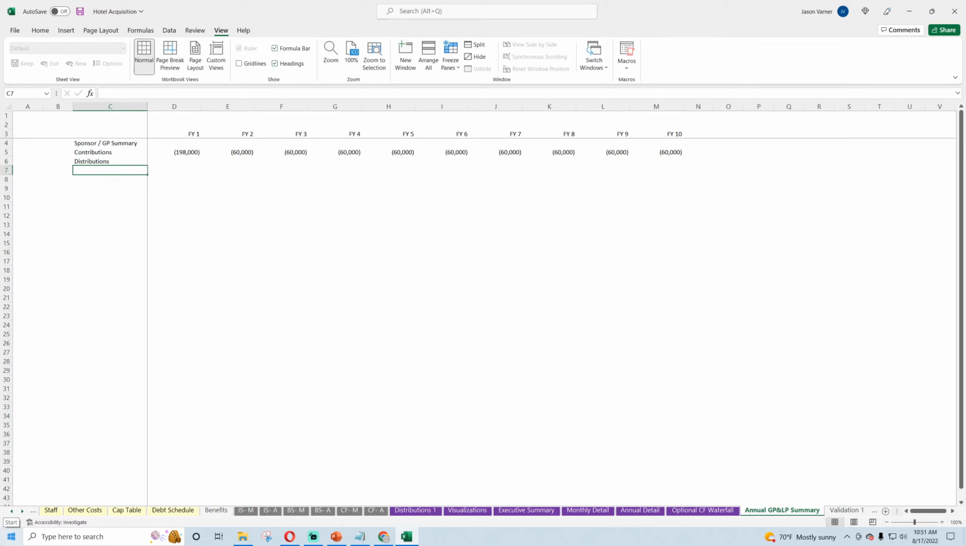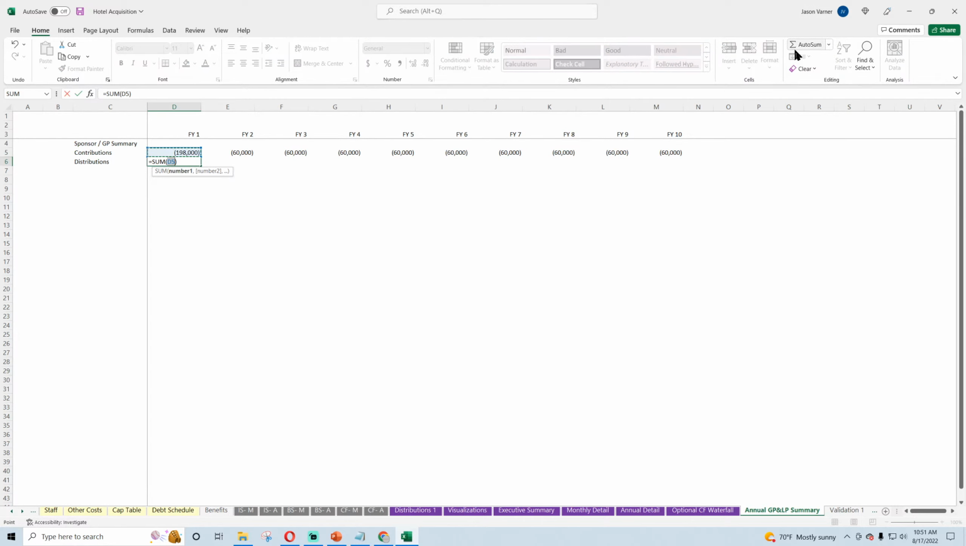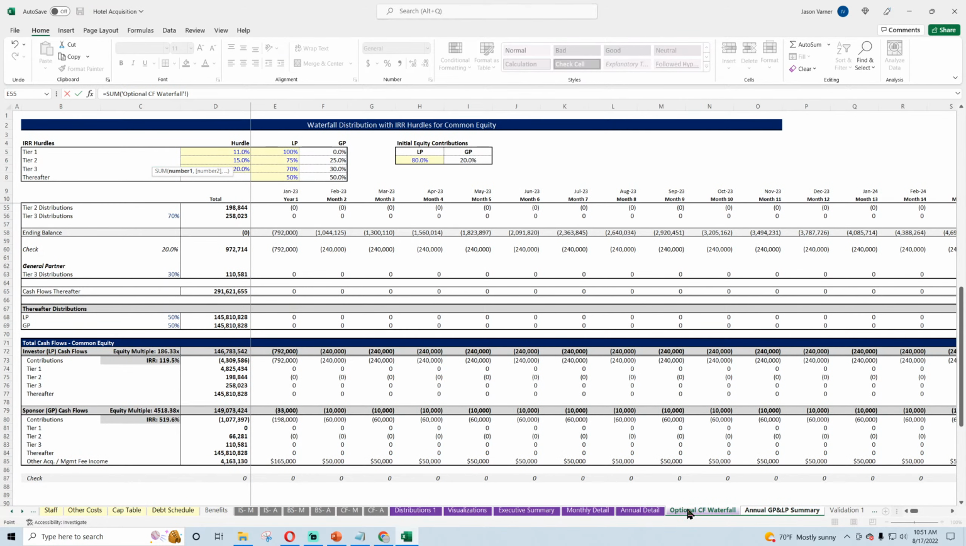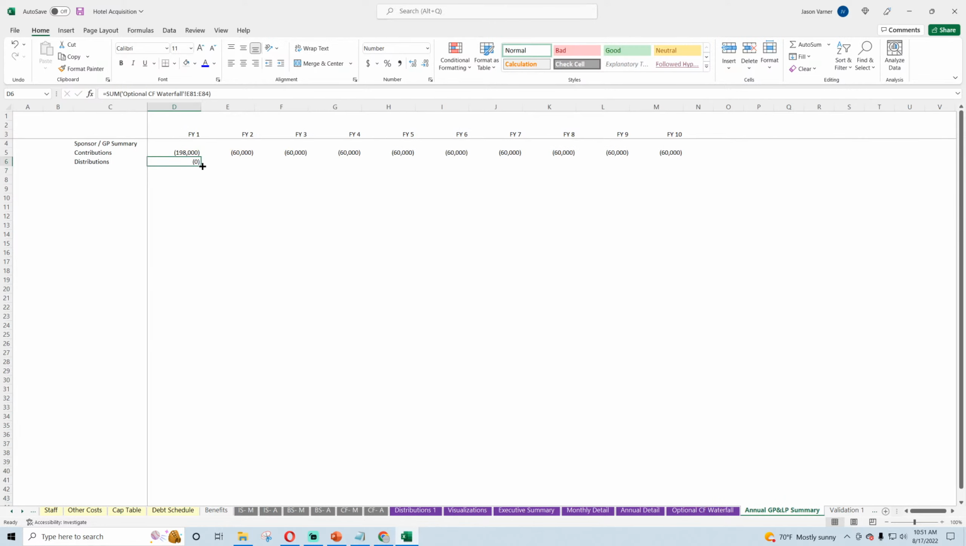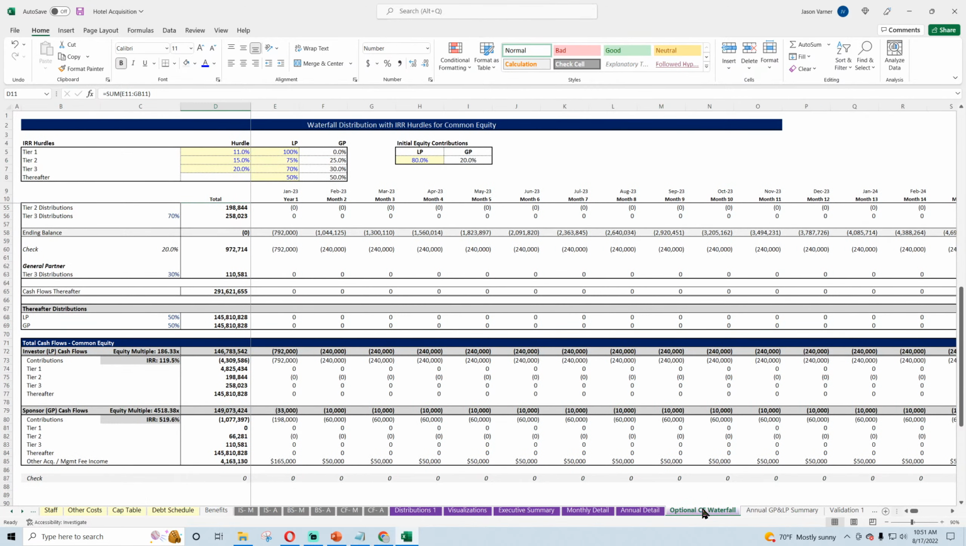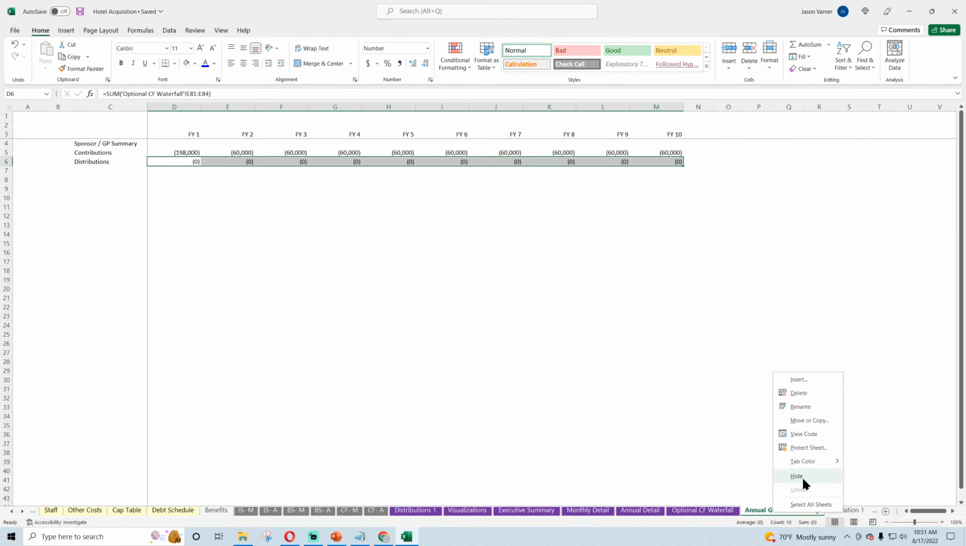Distributions, which will be, and we want to keep this separate. So this is going to be summing up these tiers. This is all the waterfall stuff here. Wait, how is it none? Oh, shoot. I need to be using sumifs, not sum. Let's put this in gray here.